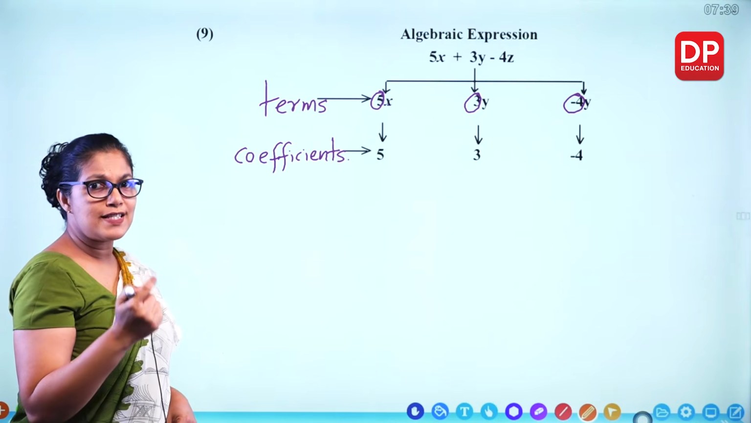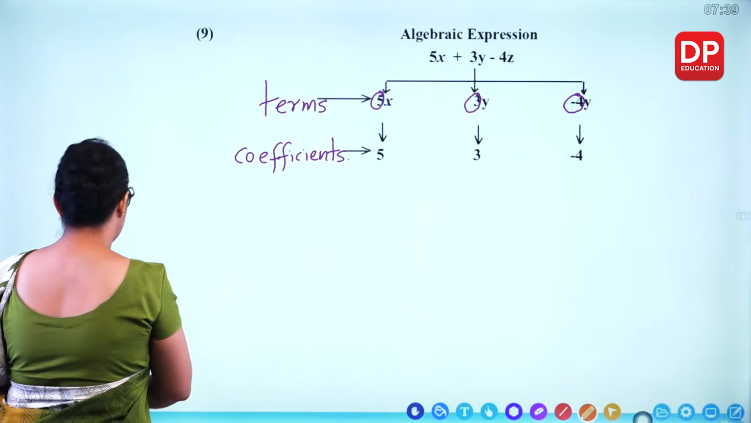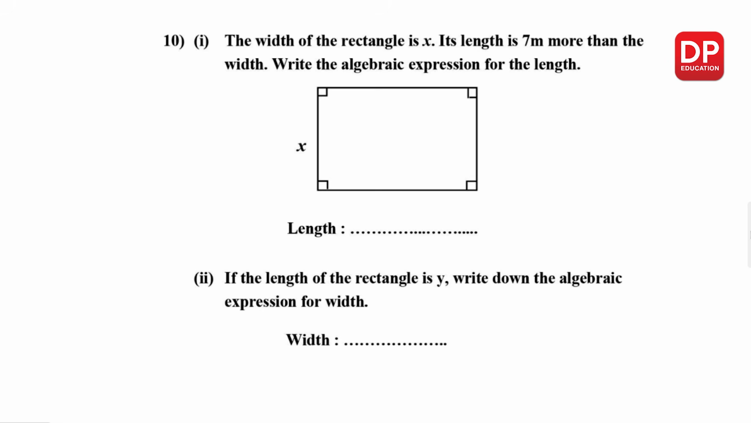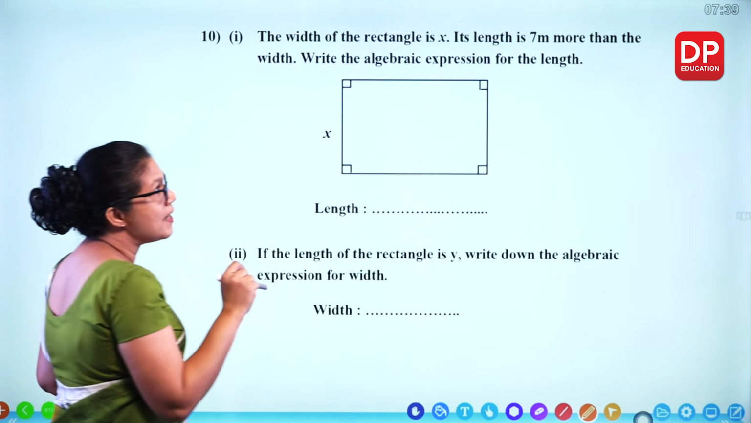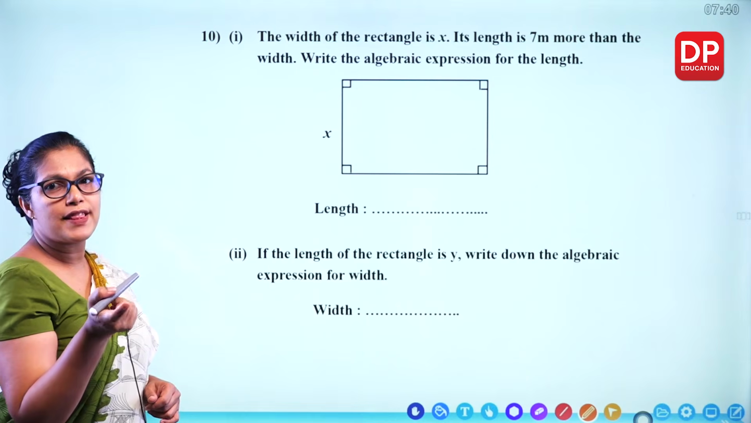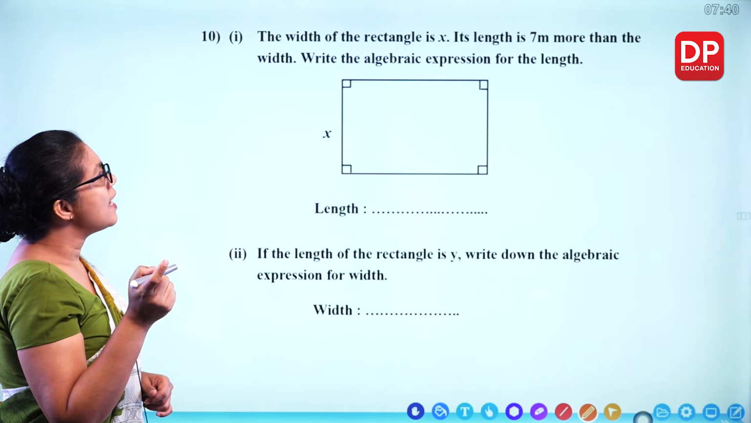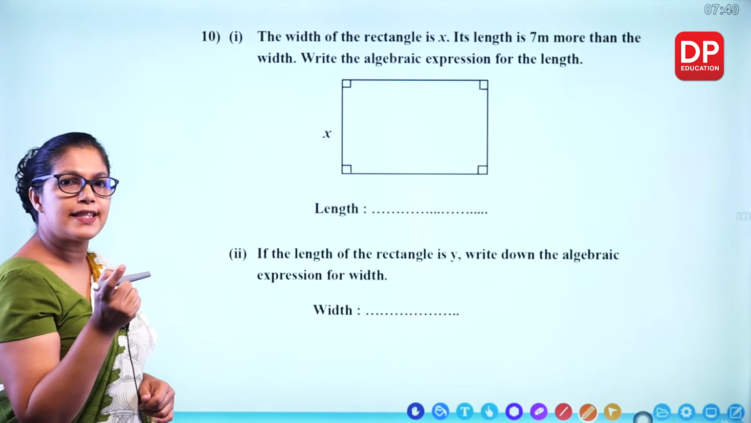So coefficients and terms. The width of the rectangle is x. Its length is 7 meters more than the width. Write the algebraic expression for the length.